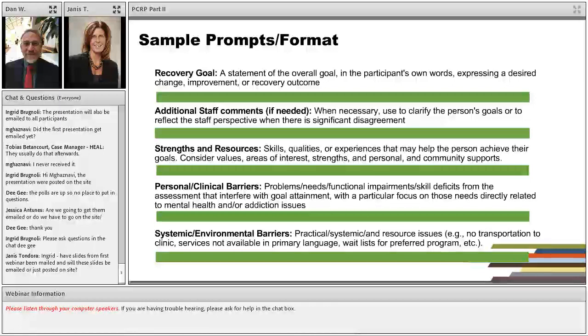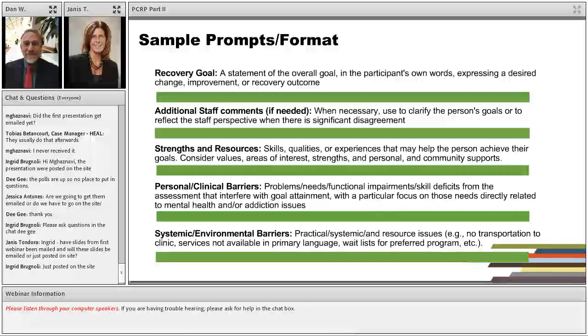Okay? We then put within each goal, the things you're going to see: what are the strengths, resources, skills, qualities, experience, okay? And how can they be used to help achieve this particular goal?